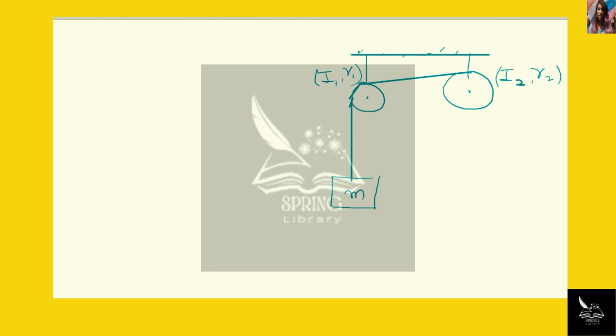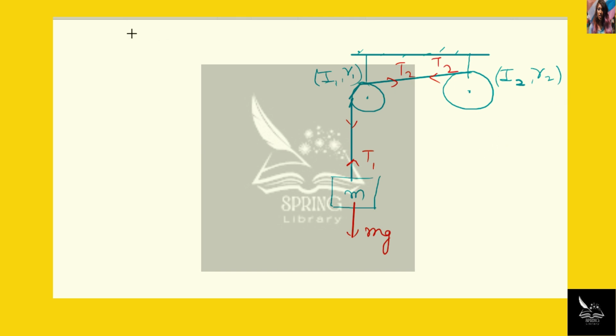Now I am drawing the forces which act on this system. One is the weight of this block, that is mg acting downward. The tension in this string, let this be T1, and the tension in this part of the string, let this be T2.